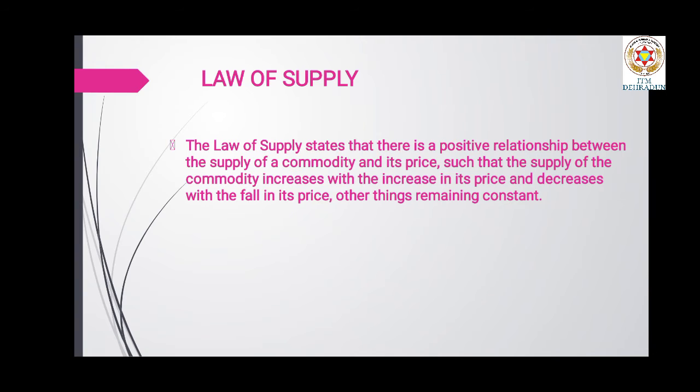Now we have the law of supply. The law of supply states that there is a positive relationship between supply of a commodity and its price, such that the supply of the commodity increases with the increase in its price and decreases with the fall in its price, other things remaining constant.